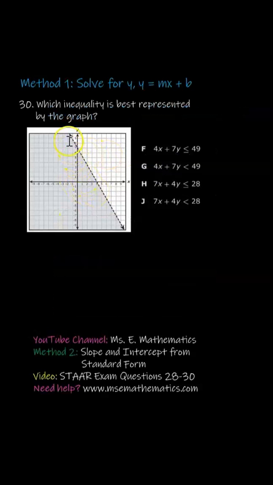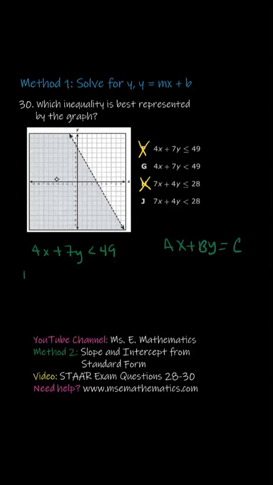Because this graph has a broken or dashed line, that eliminates F and H, then we're going to check if G or J is the right inequality that represents this graph. Let's start with G. When it's written in standard form, I can find the slope by doing negative a over b, and I can find the y-intercept by dividing c over b.